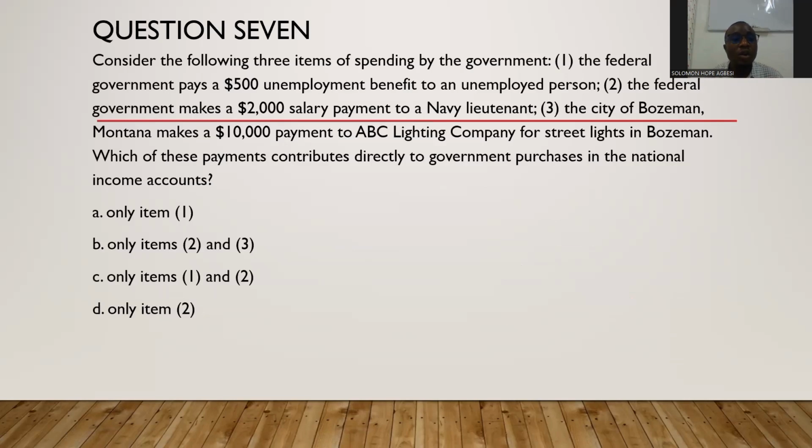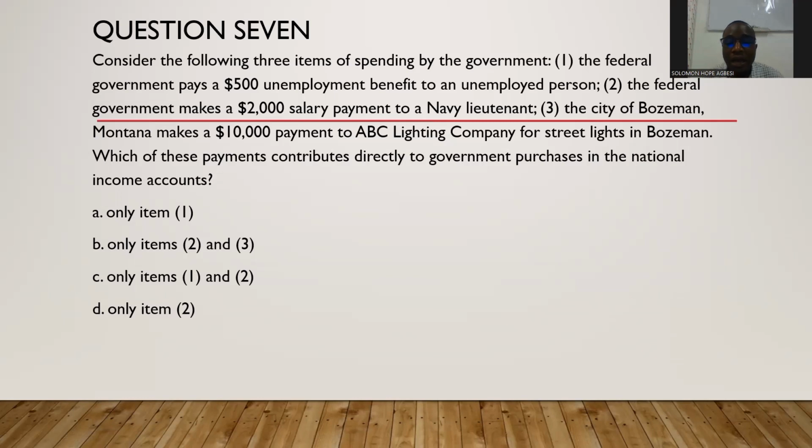Question 7. Consider the following three items of spending by the government. 1, the federal government pays a $500 unemployment benefit to an unemployed person. 2, the federal government makes a $2,000 salary payment to a Navy lieutenant. And 3, the city of Bozeman, Montana makes a $10,000 payment to ABC Lighting Company for 3 street lights in Bozeman. Which of these payments contributes directly to government purchases in the national income accounts?